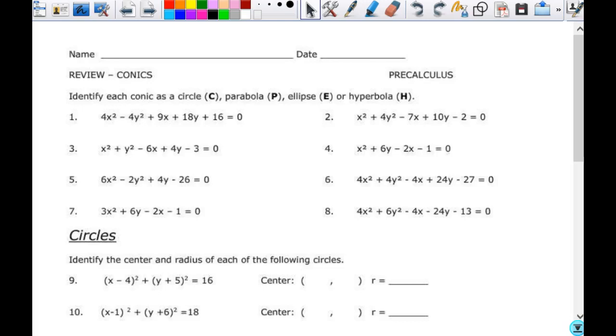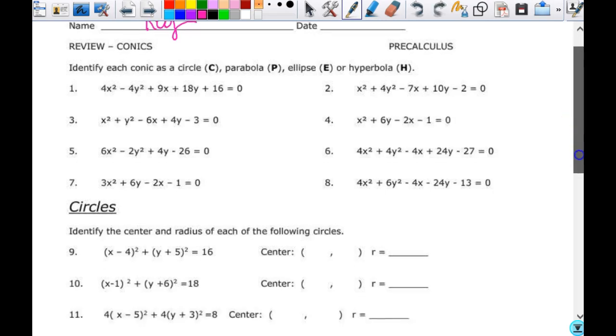Alright, so we're going to start with the buff colored review, like a beige color. And the first thing it says to do is to identify each conic as a circle, parabola, ellipse, or hyperbola. Before we do that, we don't have to actually get these in standard form. Let's just think about what we know about each one of these and what's going to set them apart.